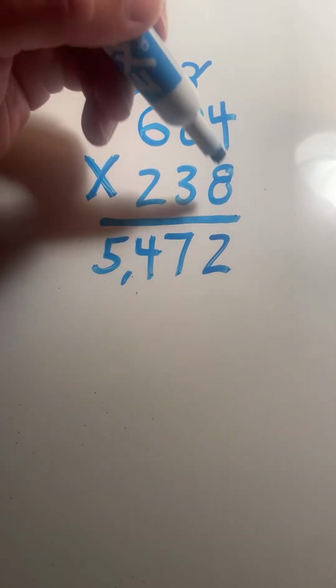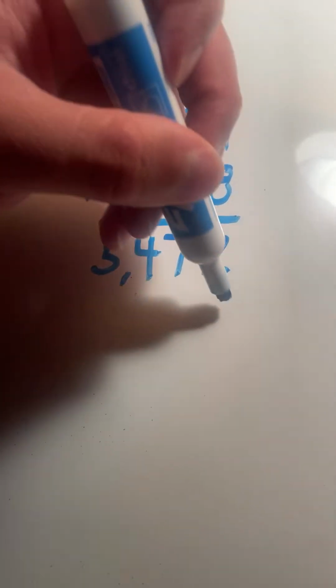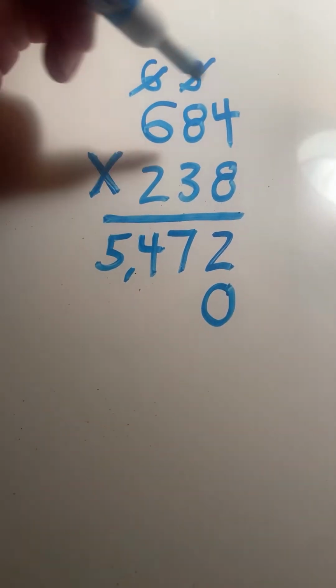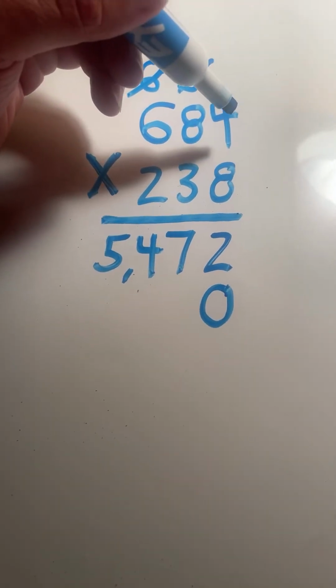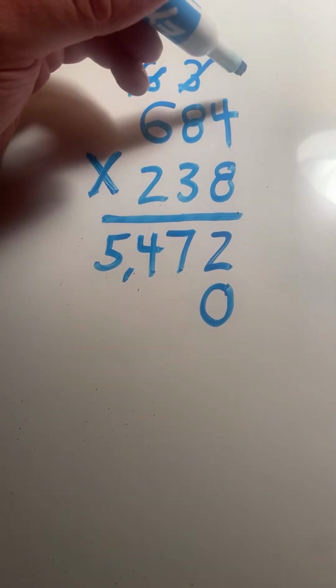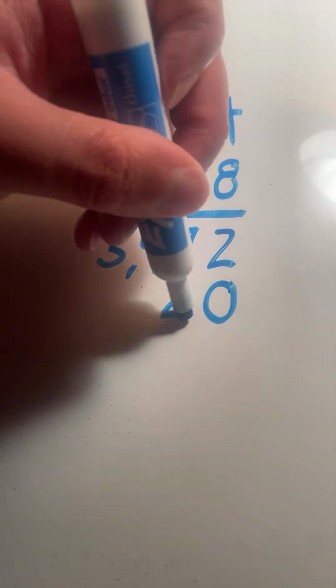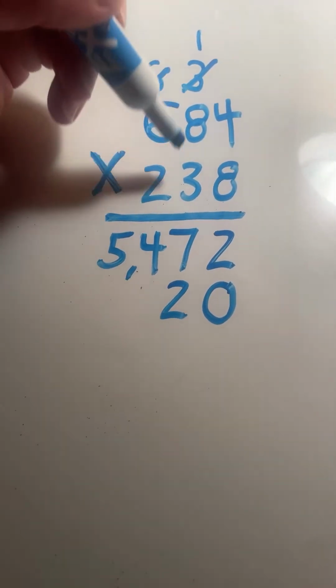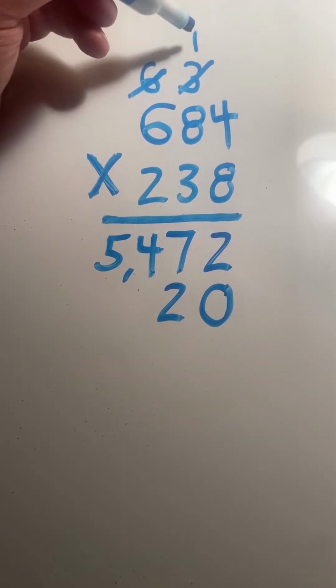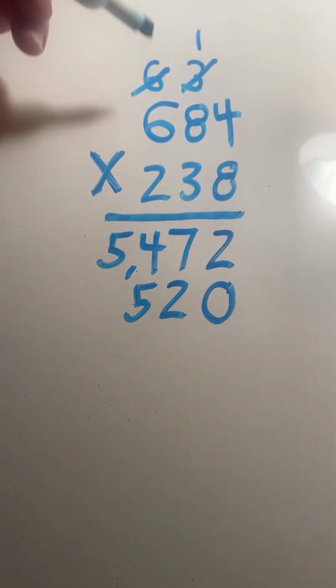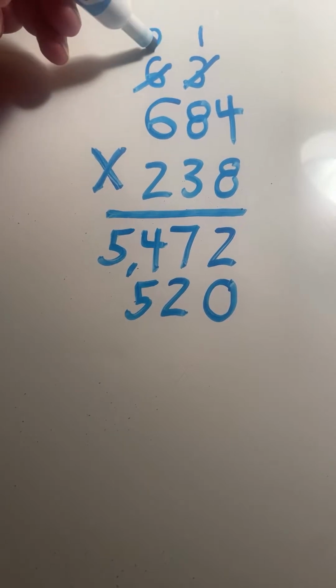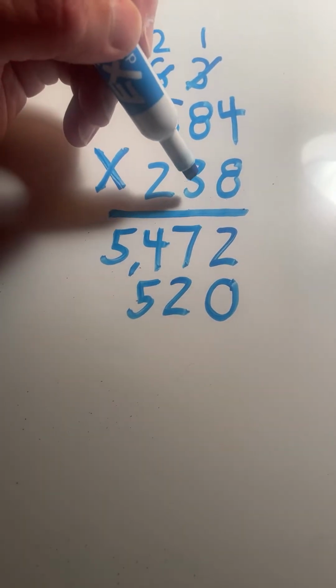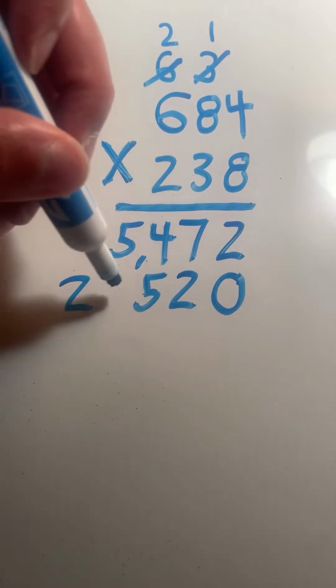Now, because we've already multiplied both numbers in the ones place, we're going to put a 0 in the ones place. Next, we multiply the top 3 digits times the bottom digit in the tens place. So 4 times 3 equals 12, 2 carry the 1. 8 times 3 equals 24, plus 1 is 25, 5 carry the 2. 6 times 3 equals 18, plus 2 equals 20.